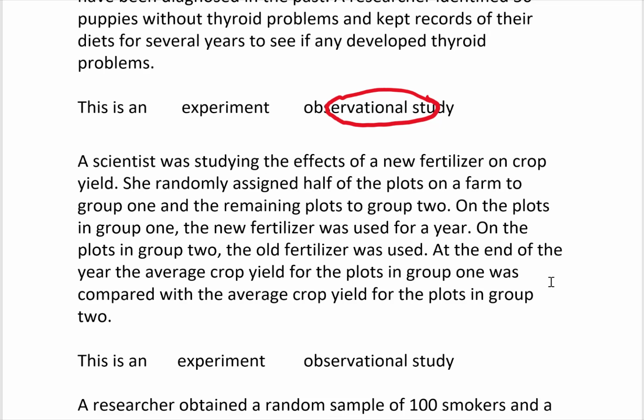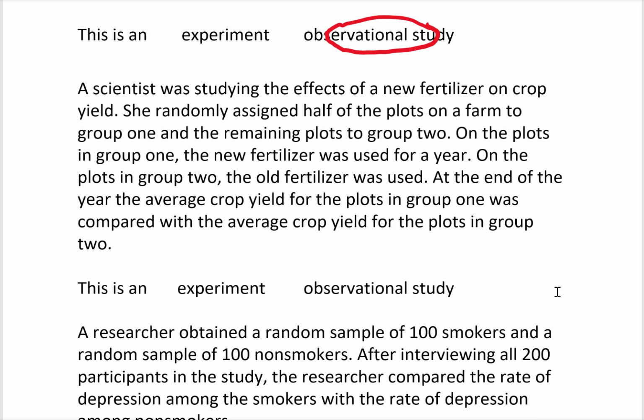A scientist was studying the effects of a new fertilizer on crop yield. She randomly assigned half of the plots on a farm to Group 1 and the remaining plots to Group 2. On the plots in Group 1, the new fertilizer was used for 1 year. On the plots in Group 2, the old fertilizer was used. At the end of the year, the average crop yield for the plots in Group 1 was compared to the average yield for the plots in Group 2. Now, in this case, there was a treatment applied, so this is an experiment.